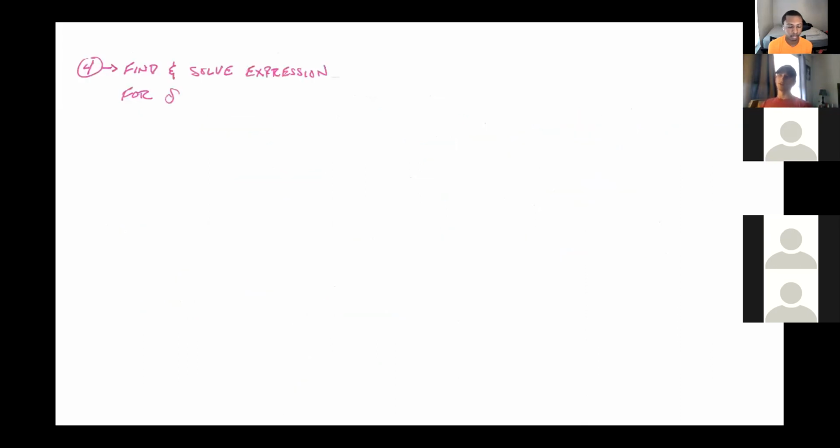So step 4, we're going to find and solve an expression for delta, or the logarithmic decrement. We know this equation, 2 pi zeta over the square root of 1 minus zeta squared. Plug in our values, we get a value of 0.6315.